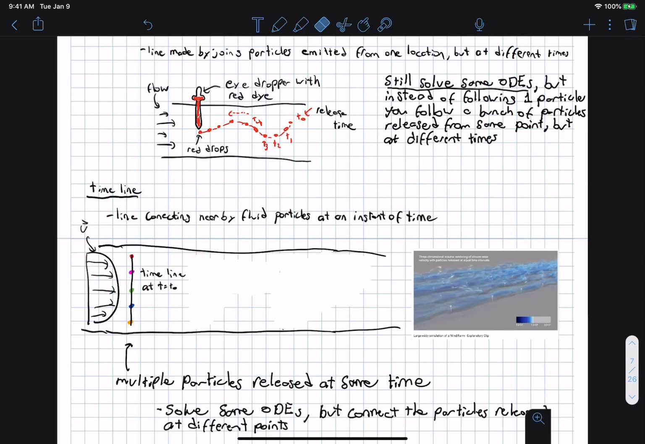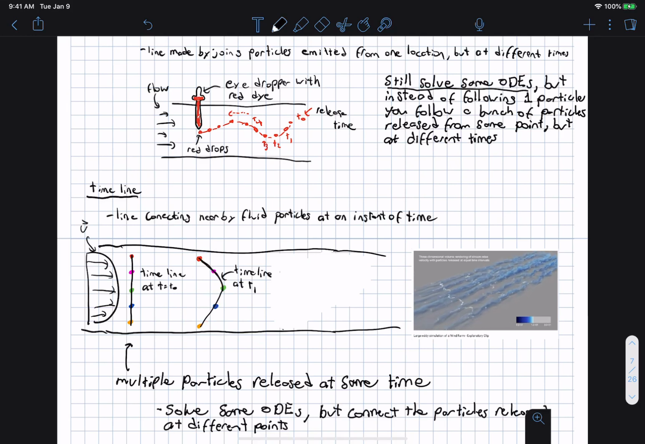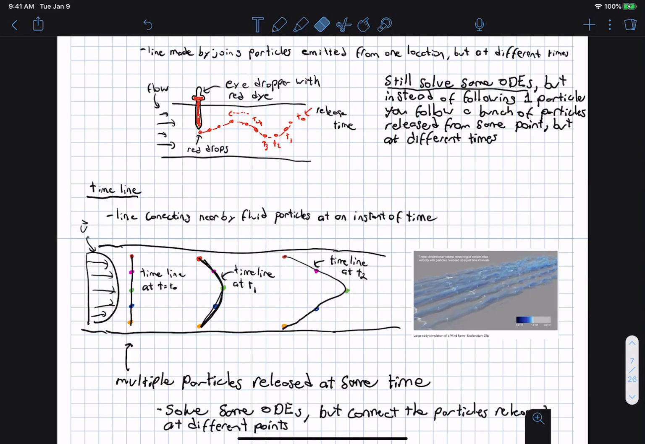And so if we plot the position of the particles, they will look something like this. And the timeline is just the line that connects these particles. And as time goes on, the bump in the middle becomes even more exaggerated, but we still find the timeline by basically playing connect the dots.